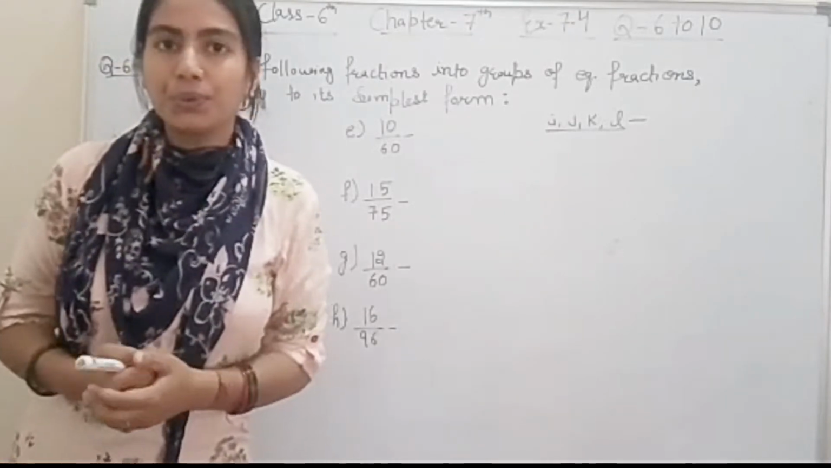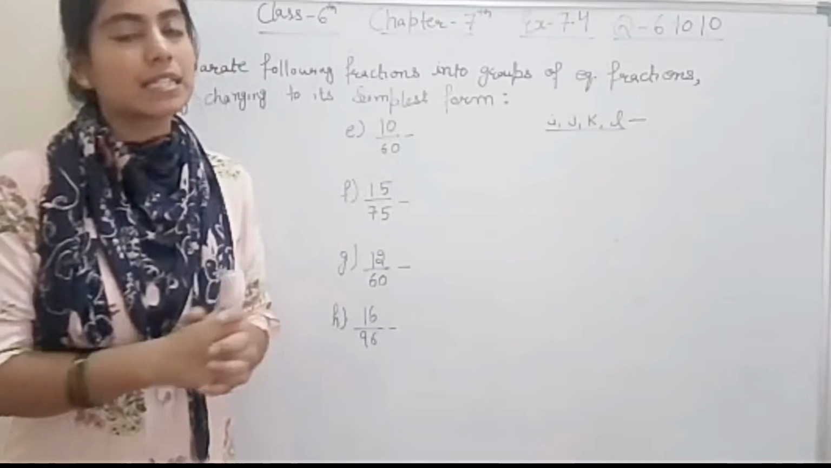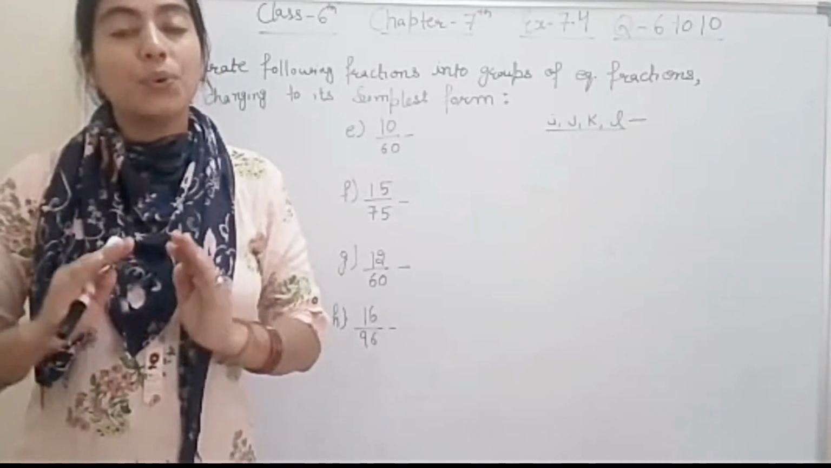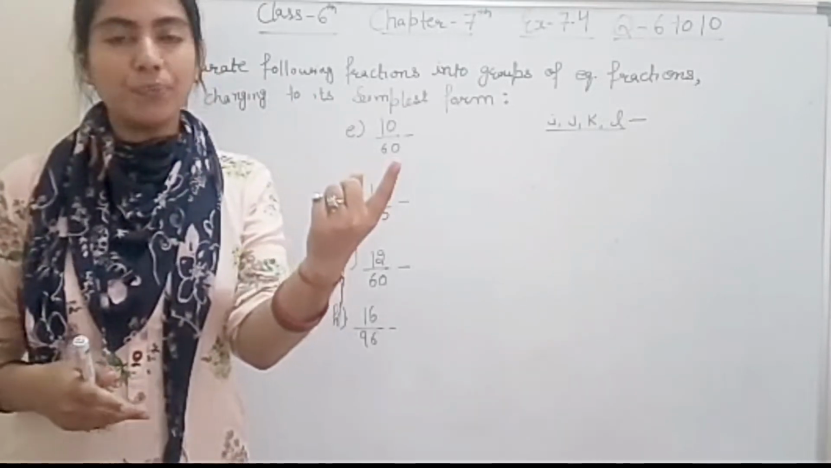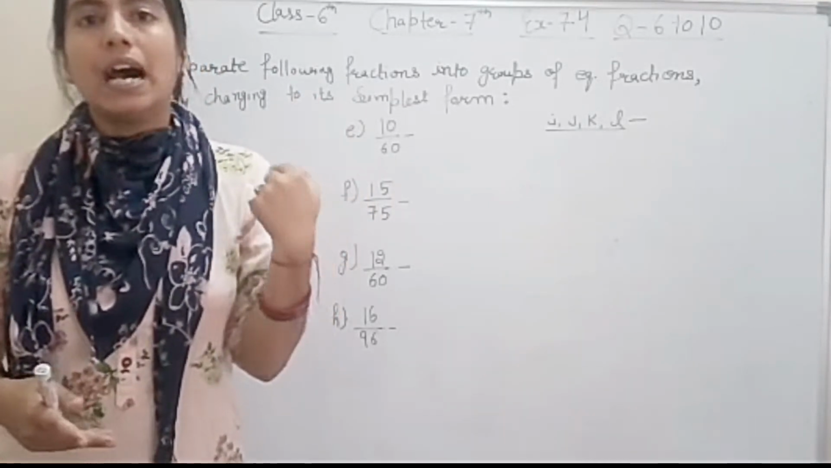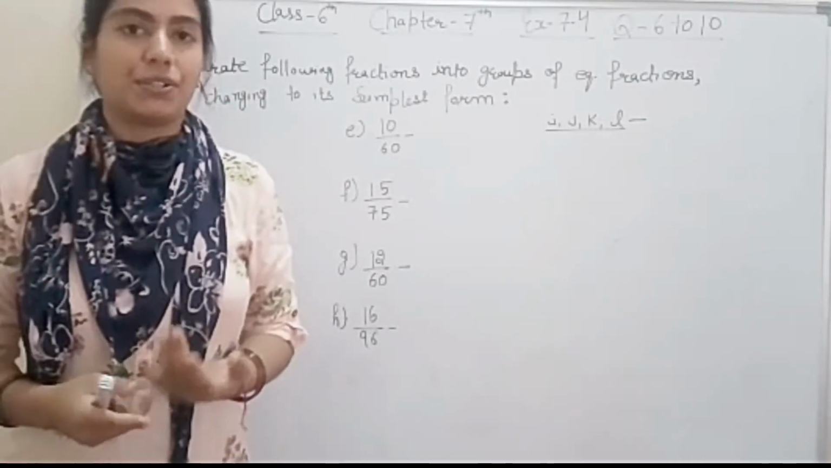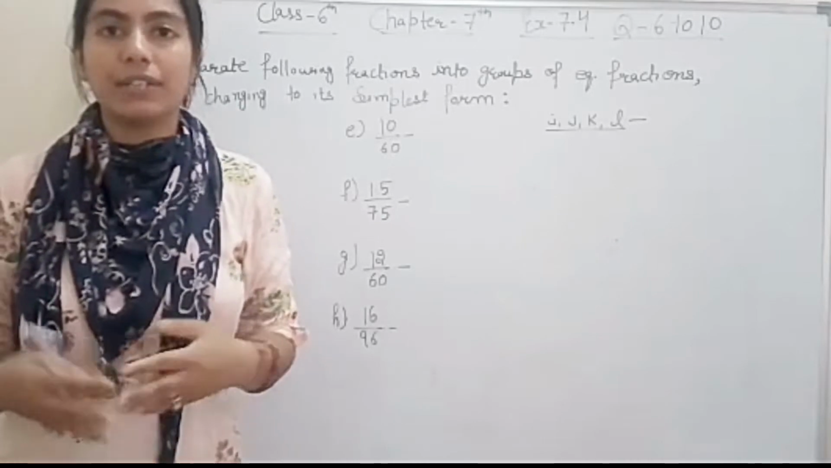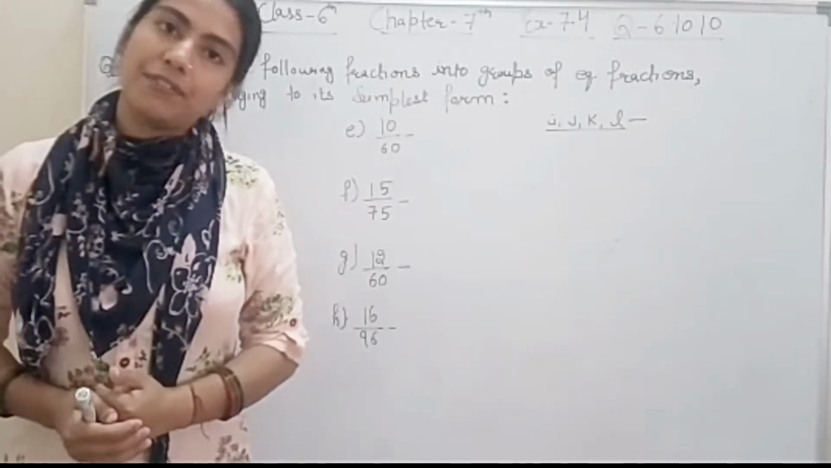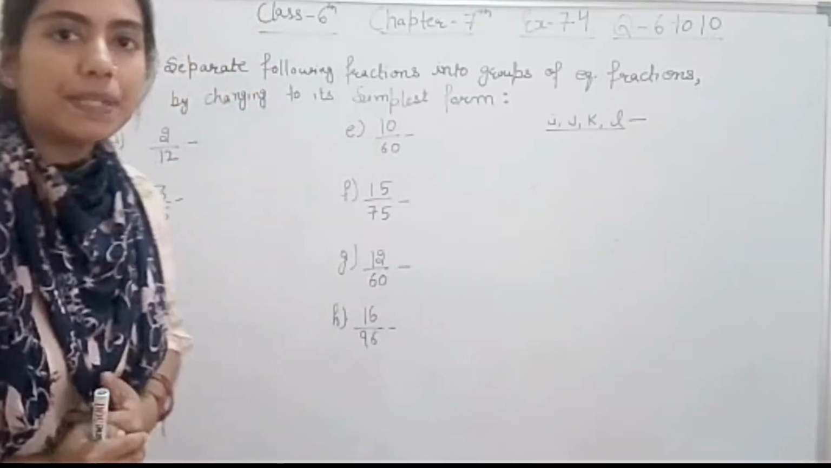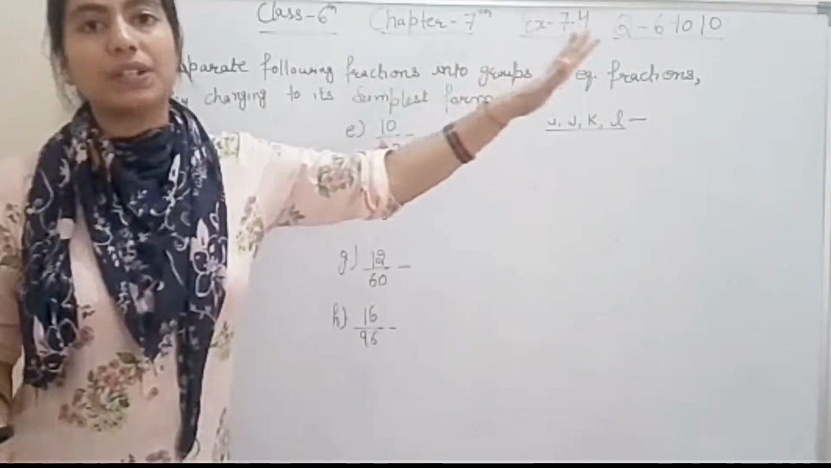And like we used to do before the exercise questions, the introduction part. But students, in this, we are not going to do anything new. The same type of questions: converting into simplest form, and equivalent fractions, how to take out the equivalent fraction. Only these two types of questions we basically do in this exercise. Fine. So let's start. Question number 6, students: separate the following fractions into groups of equivalent fractions.